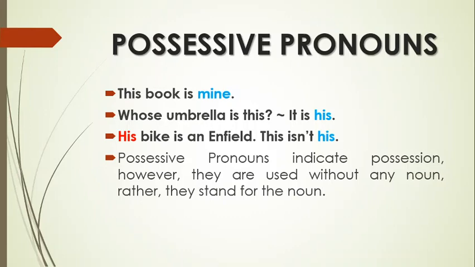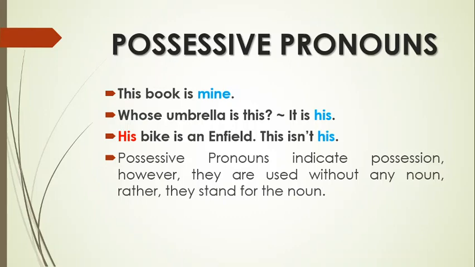So here is the difference between possessive pronouns and possessive adjectives. We will come to that shortly. Let's discuss possessive pronouns first. In the first instance, the book belongs to me. In the second, the umbrella belongs to him. And in the last, the bike doesn't belong to him.